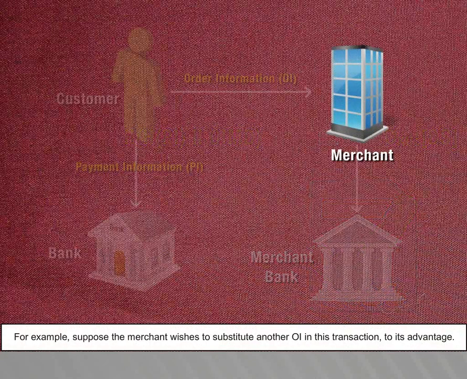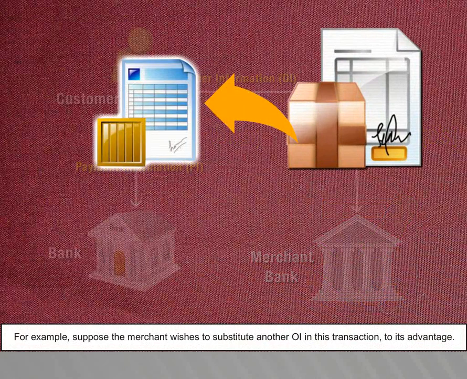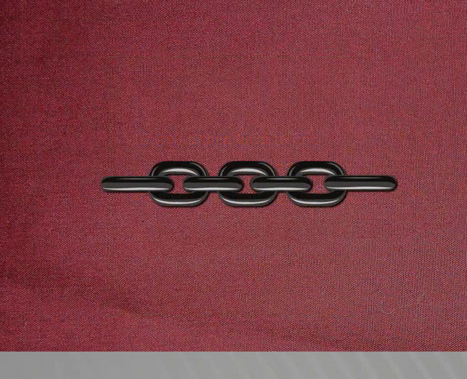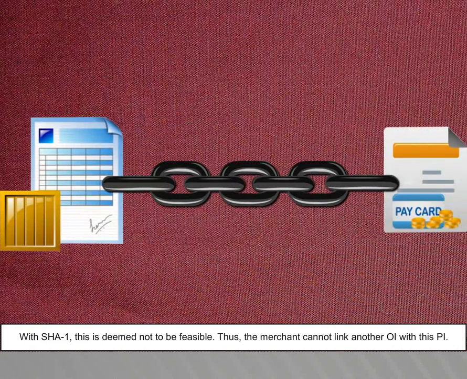For example, suppose the merchant wishes to substitute another OI in this transaction to its advantage. It would then have to find another OI whose hash matches the existing OIMD. With SHA1, this is deemed not to be feasible. Thus, the merchant cannot link another OI with this PI.